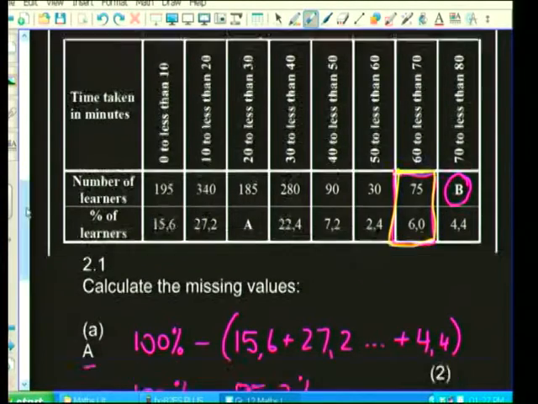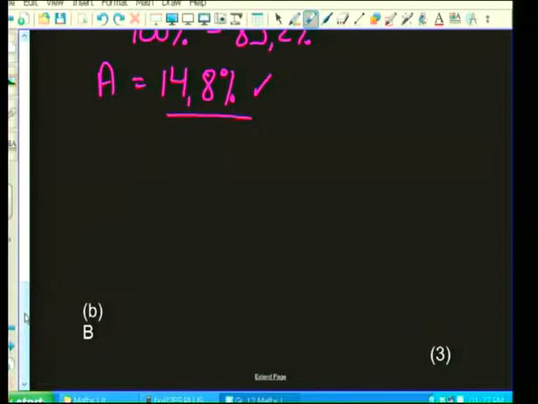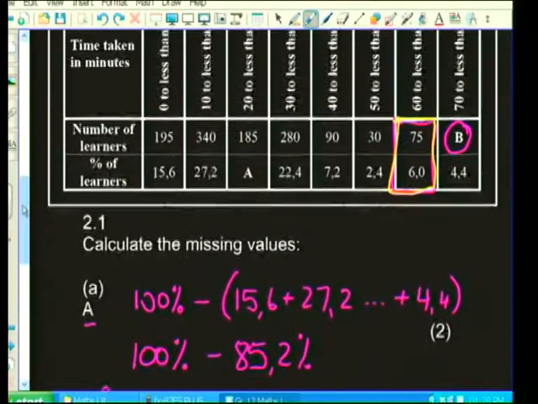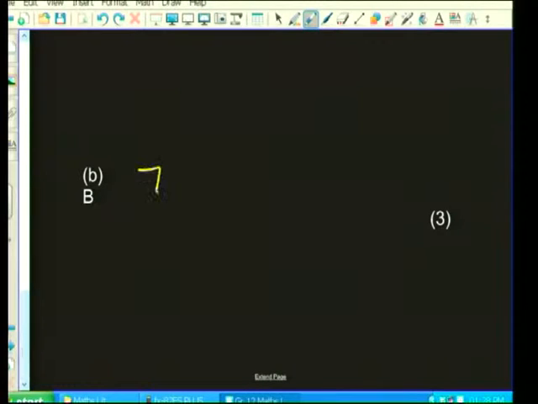Right, and we are basically going to say, for B, that 75 learners represented 6%. Now I want to know how many learners are representing 4.4%. That's what I want to know. Can you see the way I've set it up? Perfect. I've got it as a ratio.